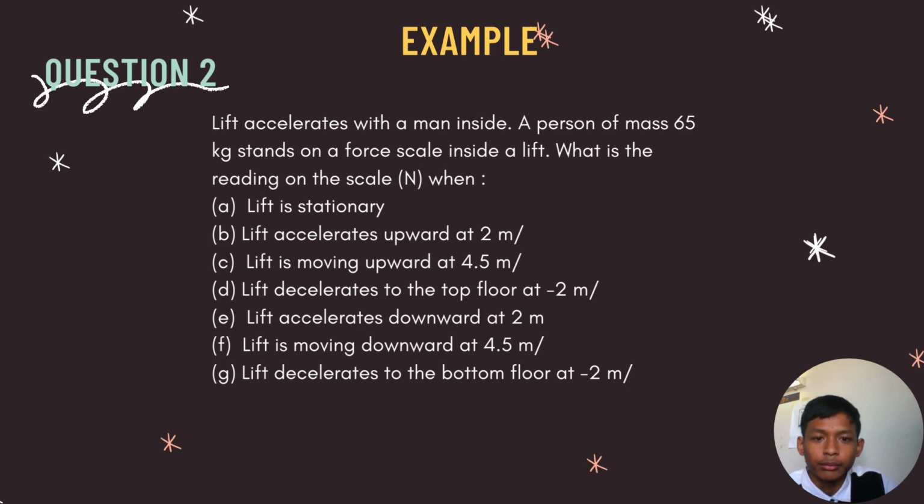Today I will talk about the second question. Lift accelerate with a man inside. A person of mass 65 kg stands on a force scale inside a lift. What is the reading on the scale in Newton when: A, the lift is stationary; B, the lift accelerates upward at 2 meter per second squared; C, the lift is moving upward at 4.5 meter per second; D, the lift decelerates to the top floor at -2 meter per second squared; E, the lift accelerates downward at 2 meter per second squared; F, the lift is moving downward at 4.5 meter per second; G, the lift decelerates to the bottom floor at -2 meter per second squared.